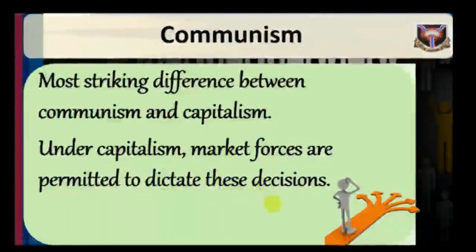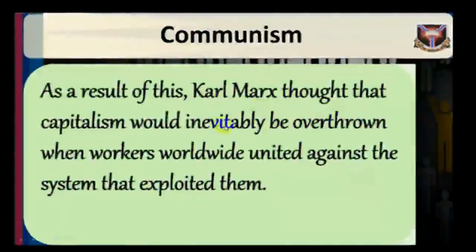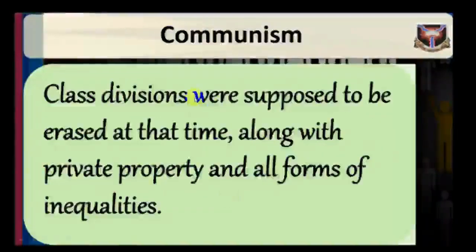Communist philosophy argues that capitalism is fundamentally unjust because powerful owners take more from laborers and societies than they give, and use their power to maintain these inequalities between workers and owners. As a result of this, Karl Marx thought that capitalism would inevitably be overthrown when workers worldwide united against the system that exploited them. Class divisions were supposed to be erased at that time, along with private property and all forms of inequalities.